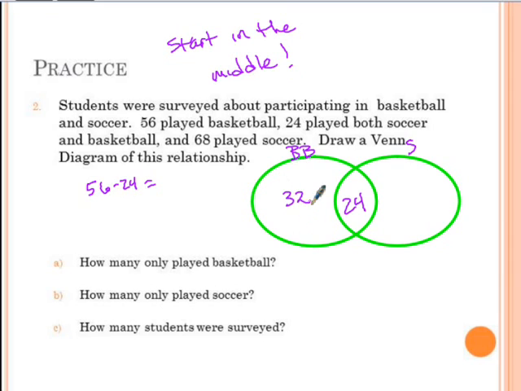So we have 32. Same thing down here for soccer. It says that 68 played soccer. Well, we've already counted these 24. So 68 minus 24 equals 44. All right, so then we have answers to our questions. How many played only basketball? No problem, 32. Only soccer? 44. How many were surveyed? Now we add up the 3 circles. So that is 24 plus 44 is 68 plus 32 is 100.